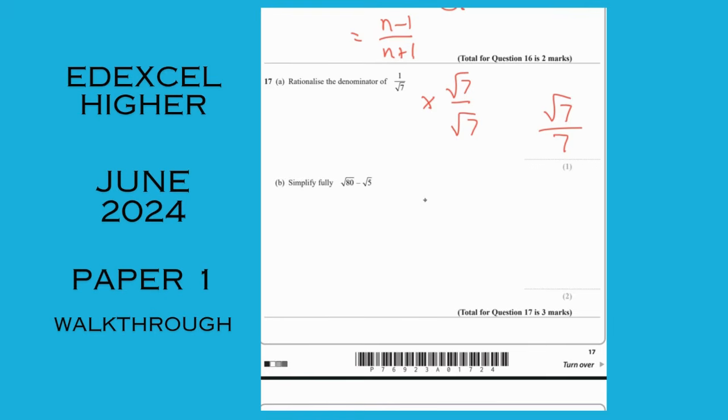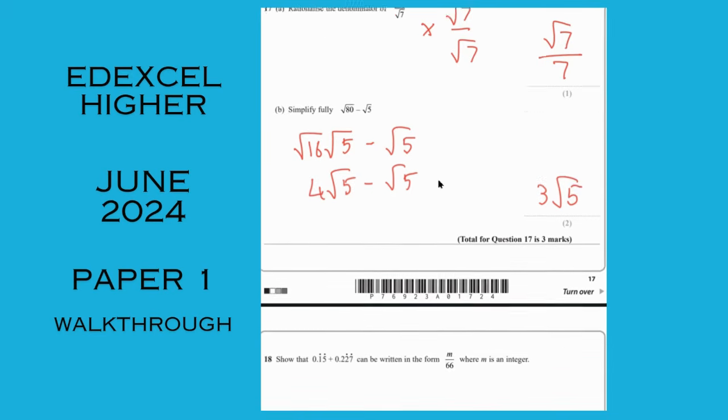When you're adding and subtracting, you can only add and subtract when they are like surds or the same order surds, whatever your teacher's been used to calling them. And that's your key step, because root 16 we know is 4. So it's like having 4x, take away 1x, leaves you with 3x, or in this case 3 root 5.